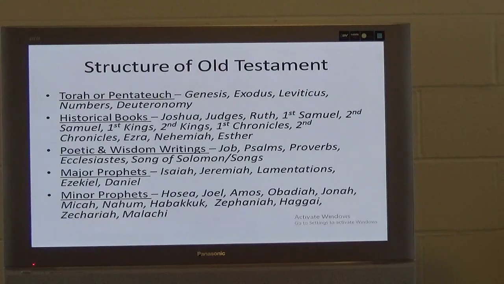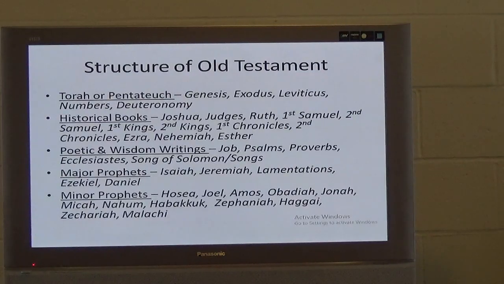Then poetic and wisdom writings, there were all kinds of these. They didn't know what to do with them, so they kind of grouped them together. Job, Psalms, Proverbs. Ever read Proverbs? There's a proverb for every minute of every day in there. Yeah. Ecclesiastes, Song of Solomon or Song of Songs. That one is the strange one. If you read it, some of those songs are pretty erotic. So how it got into the canon, I don't know, but there it is.